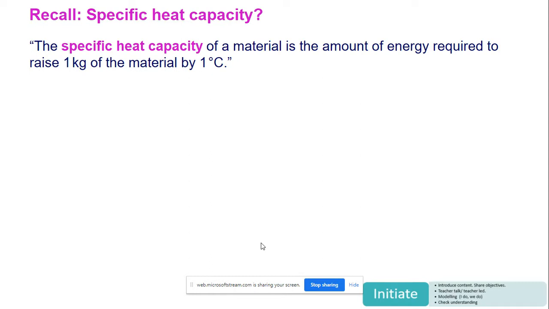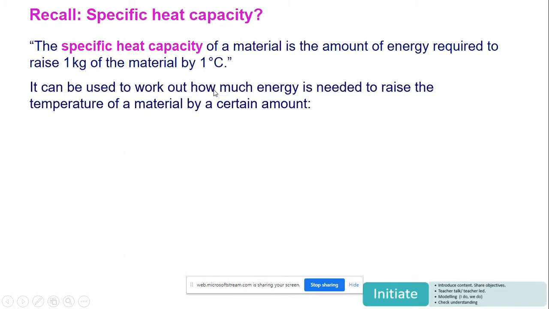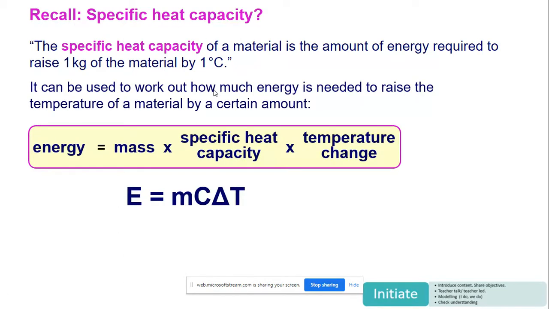That's our definition. If you're ever asked that in any situation, that's a 2-mark answer, because specific heat capacity is the amount of energy required to raise 1 kilogram by 1 degree. Okay, if you just say it's the amount of energy needed to make it get hotter by 1 degree, that's 1 mark. It's specifically 1 kilogram by 1 degree. Okay, and there's the formula that you've used before.